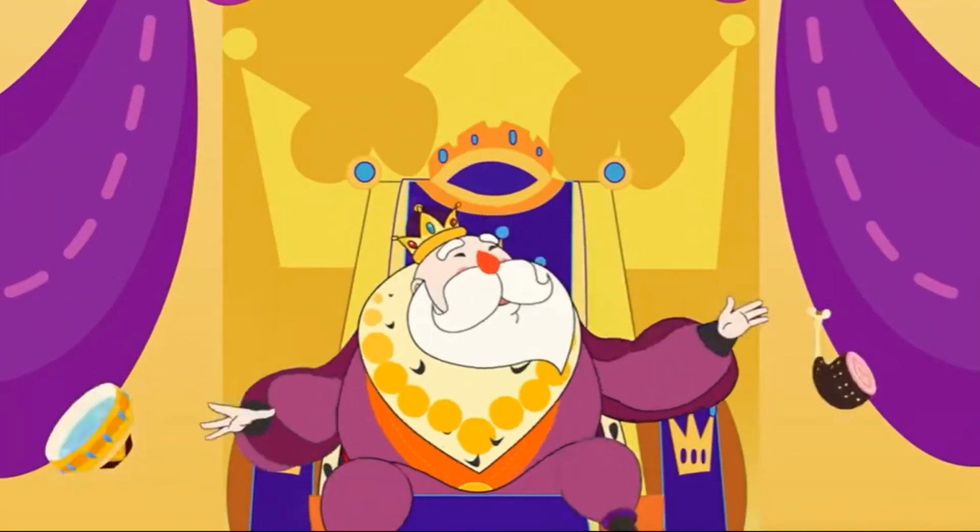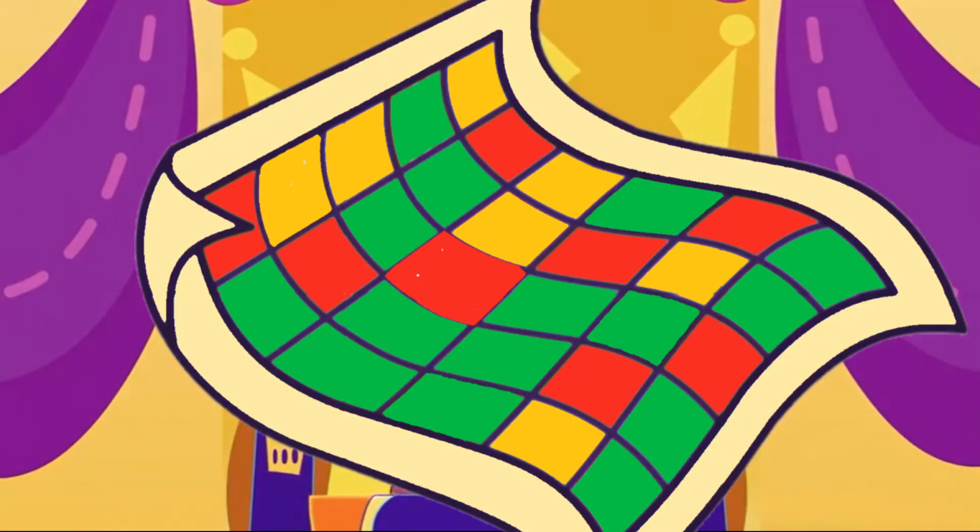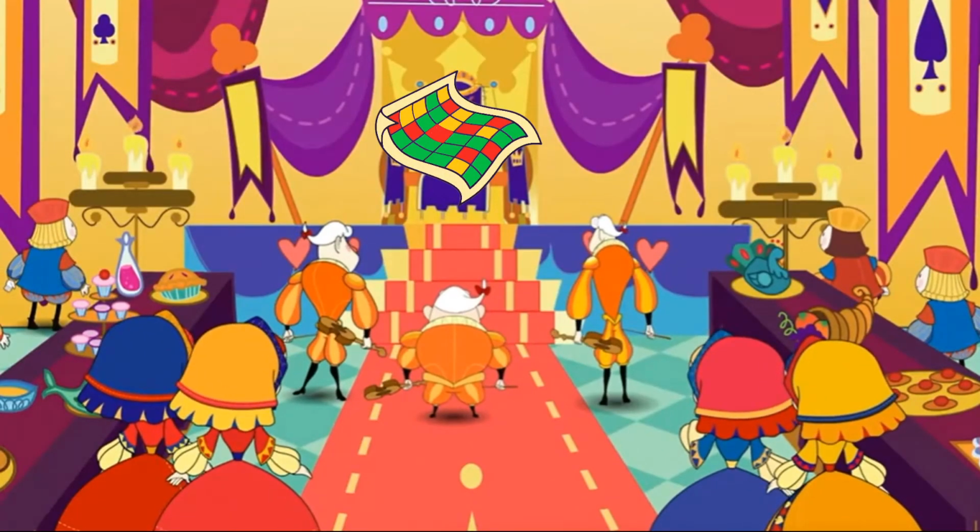Old King Cole was a very old quilt, and the very old quilt was he.